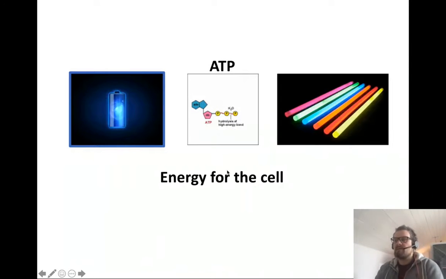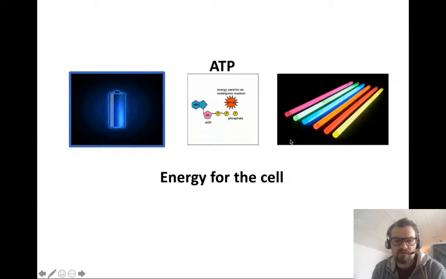So what is ATP? ATP is basically your core energy store. And the reason it's an energy store is because this final terminal phosphate bond is a high energy bond and contains lots of energy within it. So if you break open this bond, you can release energy.